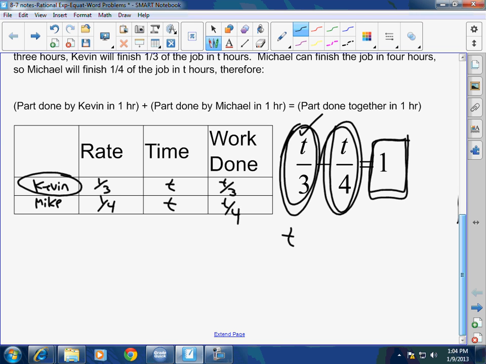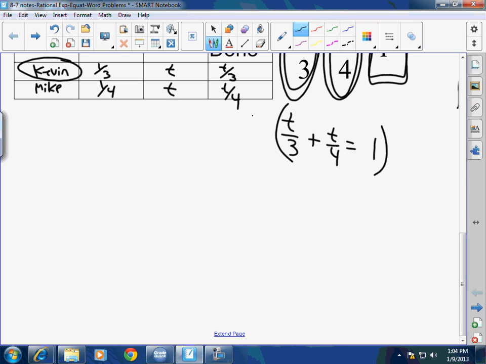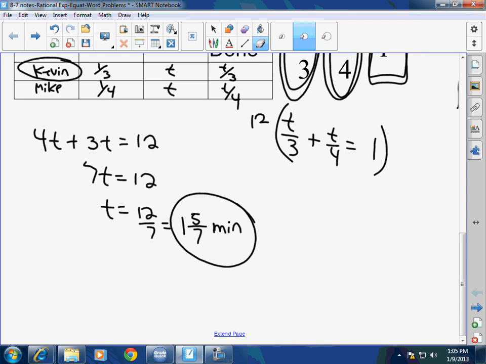So I have Kevin's plus Mike's to give me one complete job. Now in this case, this one's easy, okay? Here you're going to multiply everything by 12, so I'm going to get 4t plus 3t equals 12. So I got 7t equals 12. T equals 12 sevenths, which is 1 and 5/7 of an hour, I'm sorry.